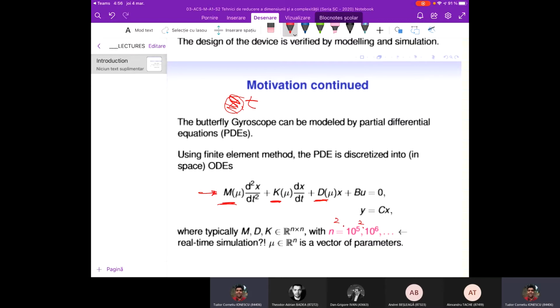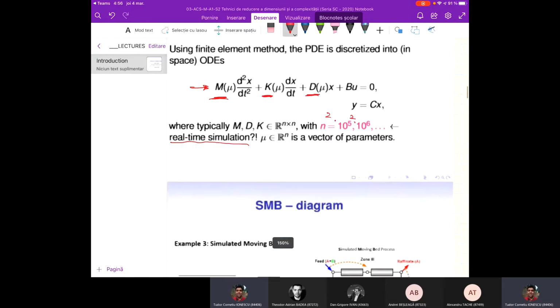Okay. So how to do real-time simulations for such numbers of equations? Furthermore, they are parameterized. So how to do this? You need approximation. You need model reduction for this.